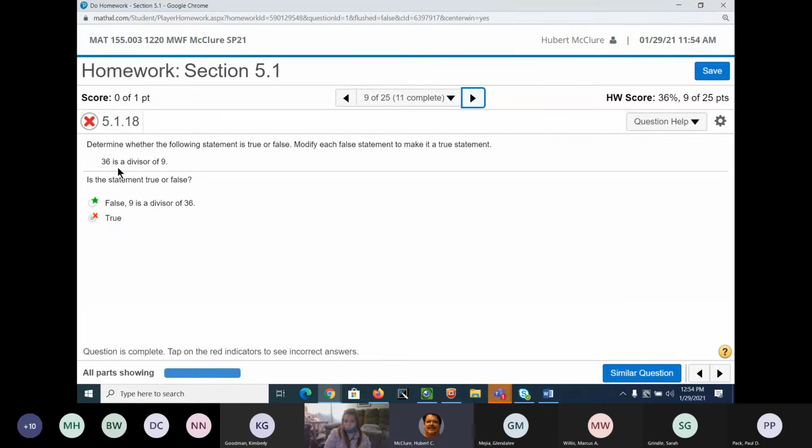36 is a divisor of 9. False. 36 does not go into 9, but 9 goes into what? 36. So that would be false. 9 is a divisor of 36. 9 goes into 36. 36 does not go into 9, unless you want a fraction.